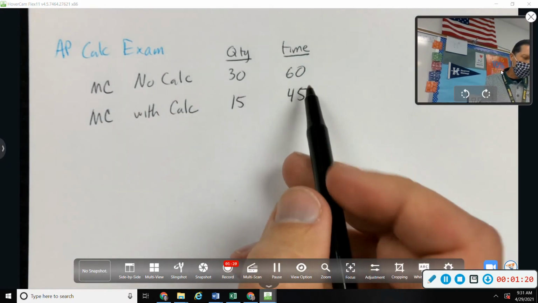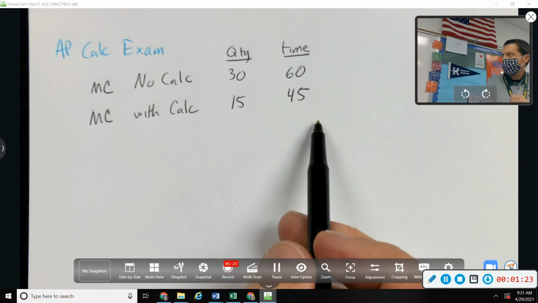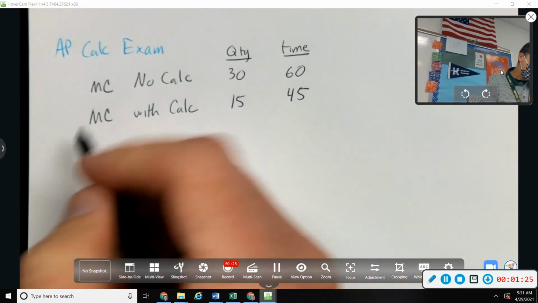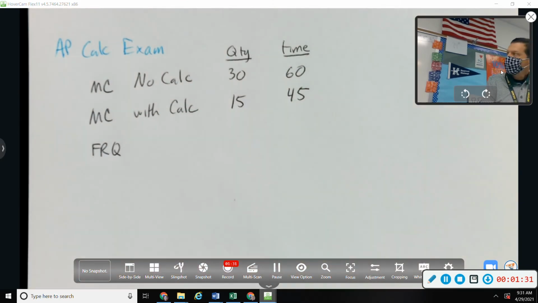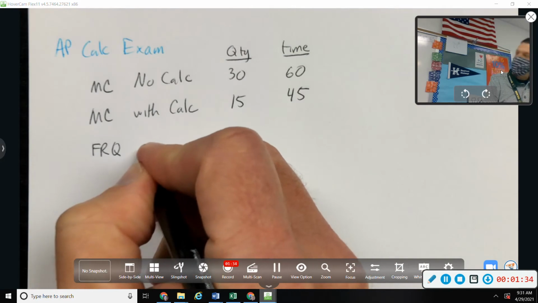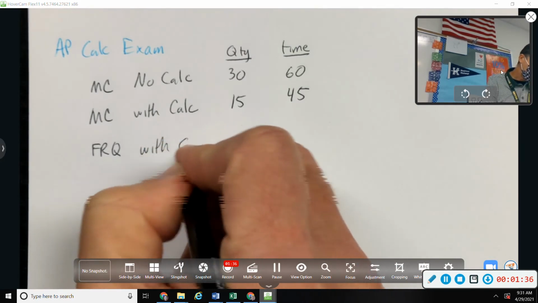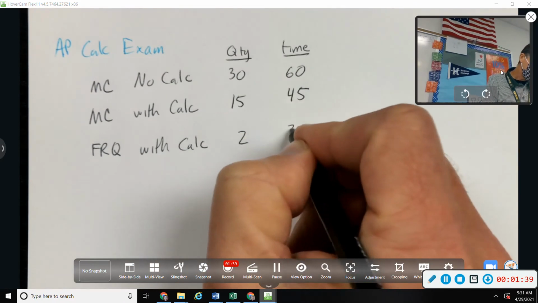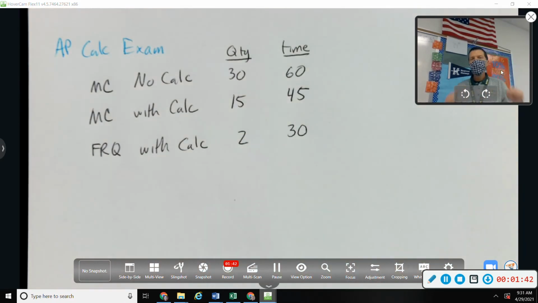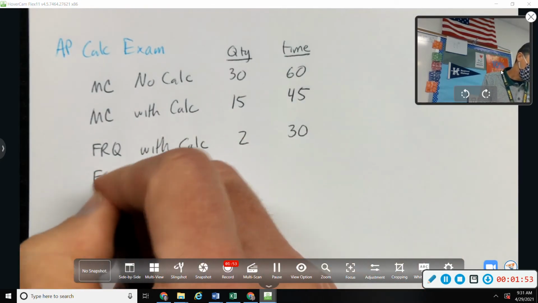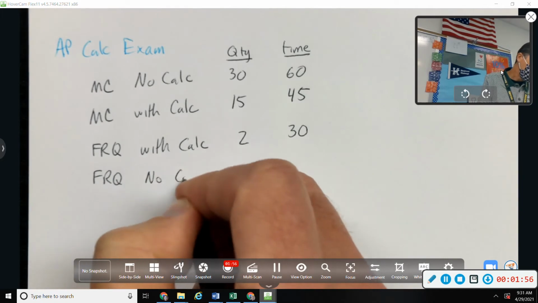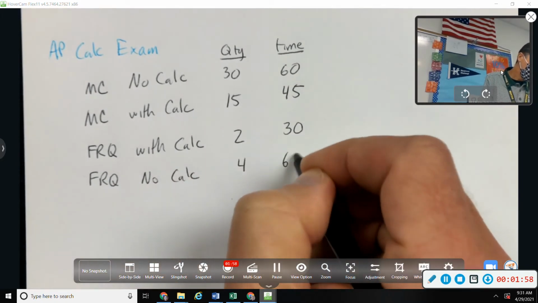I don't remember exactly when the official break is. I suspect it's after that, because that would be 105 minutes, and it makes a nice break. So then FRQs come. Free response question. You first do with calculator. 2 of those, 30 minutes. Obviously 15 minutes each. You've seen enough of those now that you know there's 4 or 5 parts. They're worth 9 points each. Then FRQ, no calculator. 4 of those, 60 minutes.